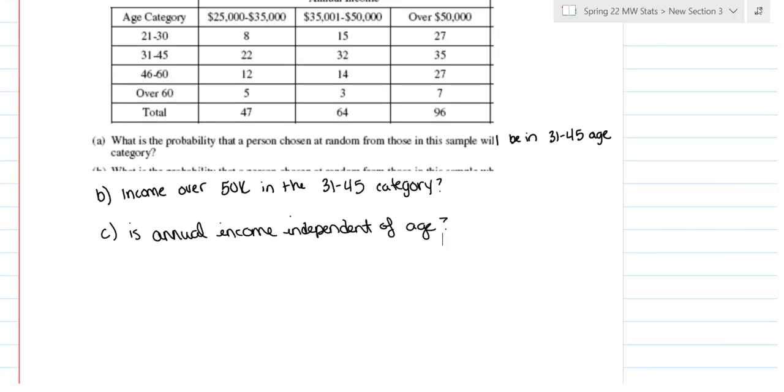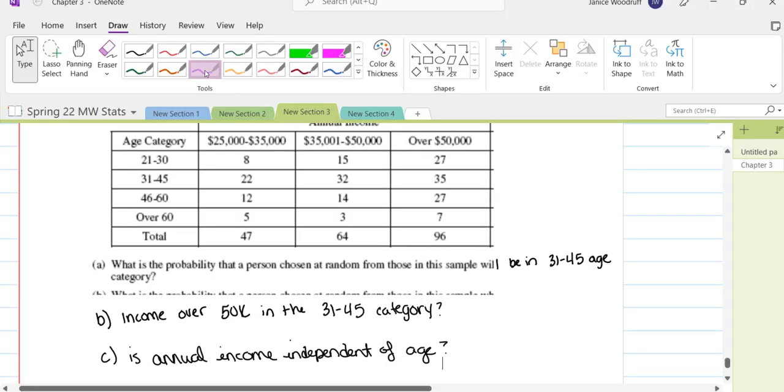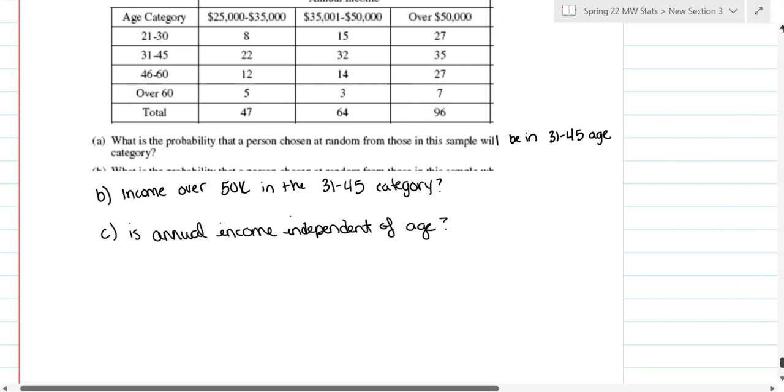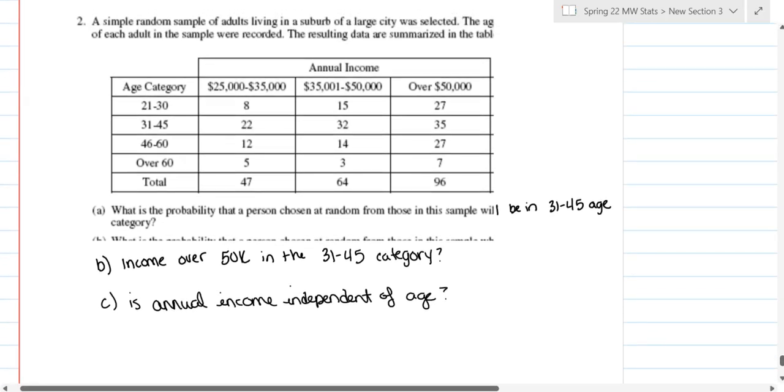Okay, so for this last problem, we have a simple random sample of adults living in a suburb in a large city was selected. The age and annual income of each adult in the sample were recorded. The resulting data are summarized below. All right, so I added it all up. The totals are on yours, but for some reason mine is not. So it's a total of 207, and then this is 50, 89, 53, and 15.